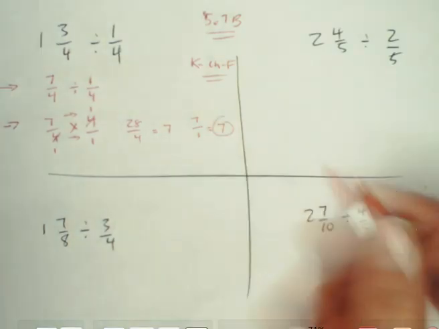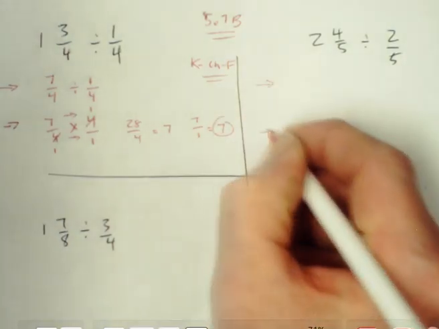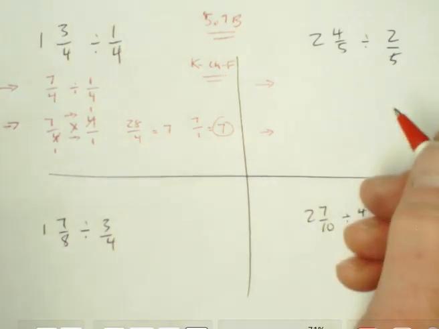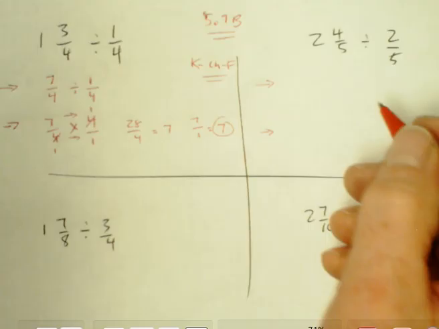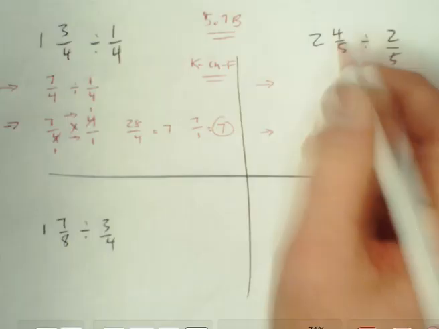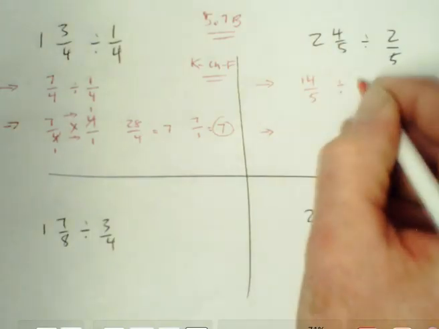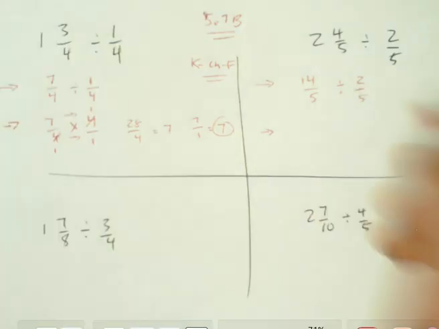All right, so we're going to do the same thing on these other problems. First of all, I'll put my 2 arrows here so that I remember to rewrite this as improper fractions. They're both now fractions. So 2 times 5 is 10, plus 4 is 14/5, and that's going to be divided by 2/5. I just copy it down.